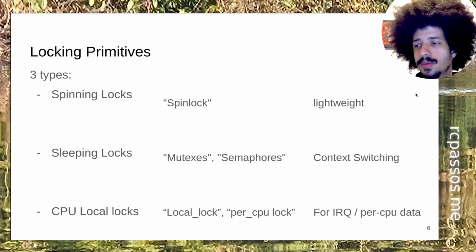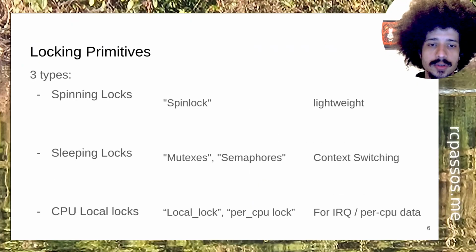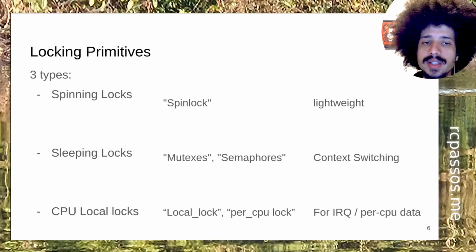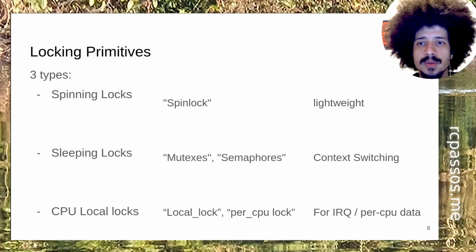In the kernel, one of the techniques is locking for controlling memory access. And in the kernel, there are 3 kinds of locks. First, spin lock is the most simple, the most lightweight.